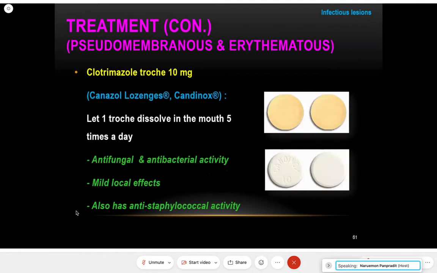And the last commonly used one, but I think we don't prescribe it a lot compared to physicians, comes in a tablet we call clotrimazole troche. You put it in the mouth like a candy and let it dissolve. But this needs 5 times a day, so it's not practical to use, and at least 2 weeks, the same thing. This also contains antifungal and antibacterial activity. It has a mild local effect and has anti-staphylococcal activity.